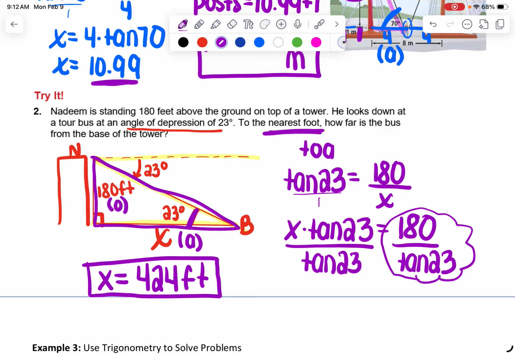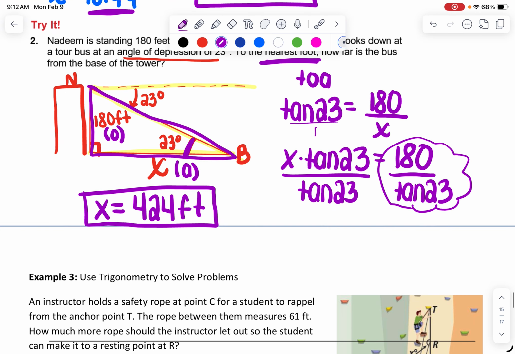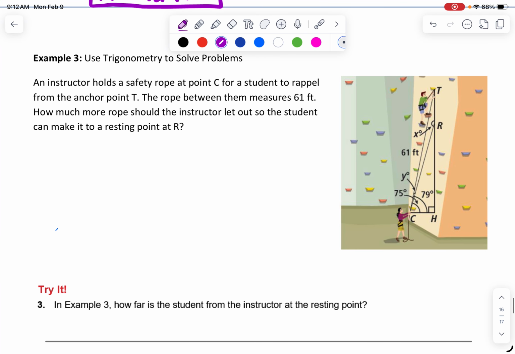We're going to try a little bit harder one. Here's where it's going to get a little more difficult. It says an instructor holds a safety rope from point C from a student to rappel from anchor point T. The rope between them measures 61 feet. How much more rope should the instructor let out so that the student can make it to the resting point?